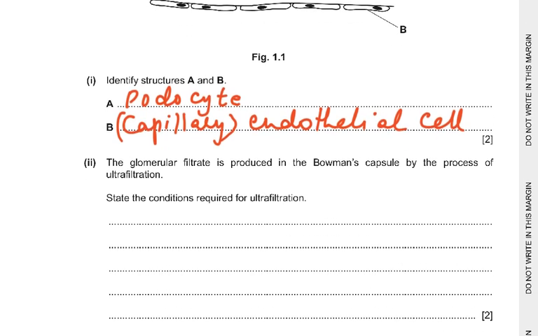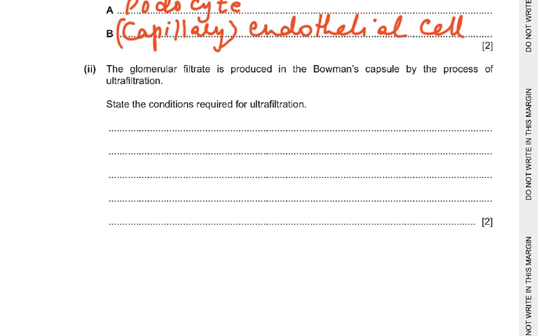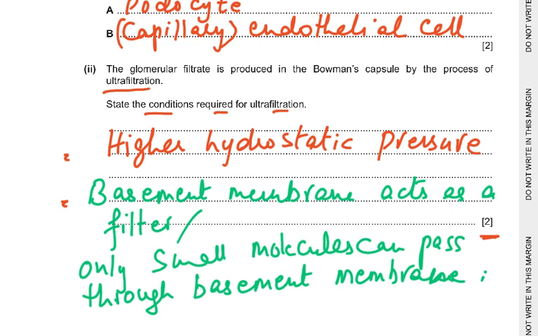Then it says the glomerular filtrate is produced in the Bowman's capsule by the process of ultrafiltration. State the conditions required for ultrafiltration. Look at the marks, 2 marks. So be careful in writing it. What are the main 2 points? There has to be a higher hydrostatic pressure or higher hydrostatic blood pressure. And there has to be a basement membrane which acts as a filter, so only small molecules can pass through the basement membrane.